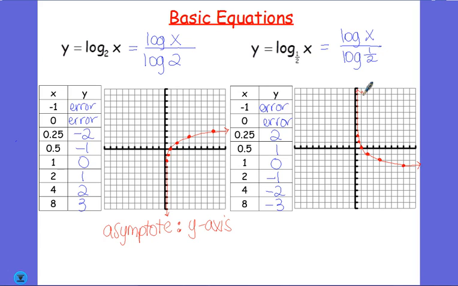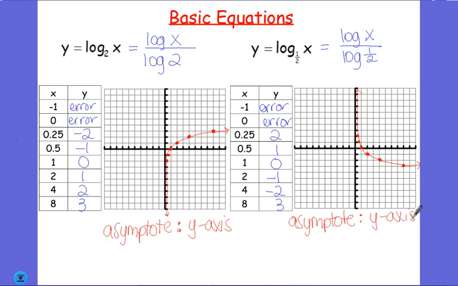So these are similar graphs. If you take this one and you reflect it, you get this one. So this one also still has an asymptote. And yes, the asymptote is still the y-axis.